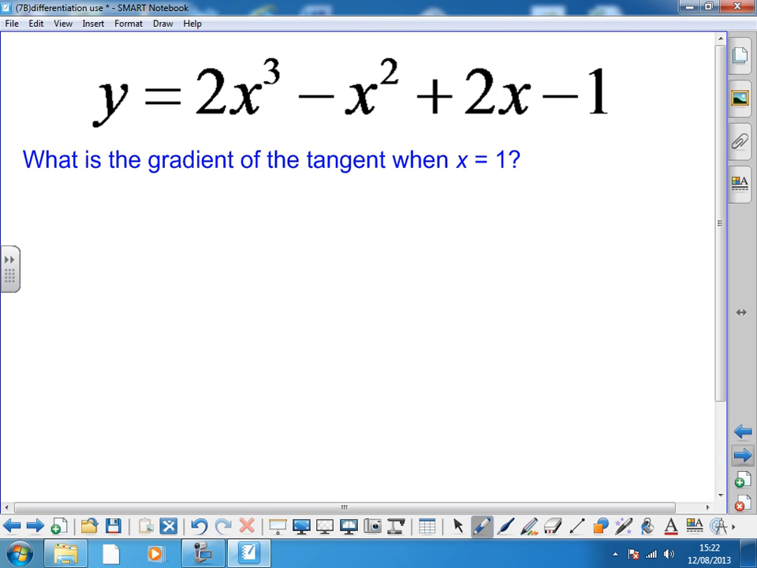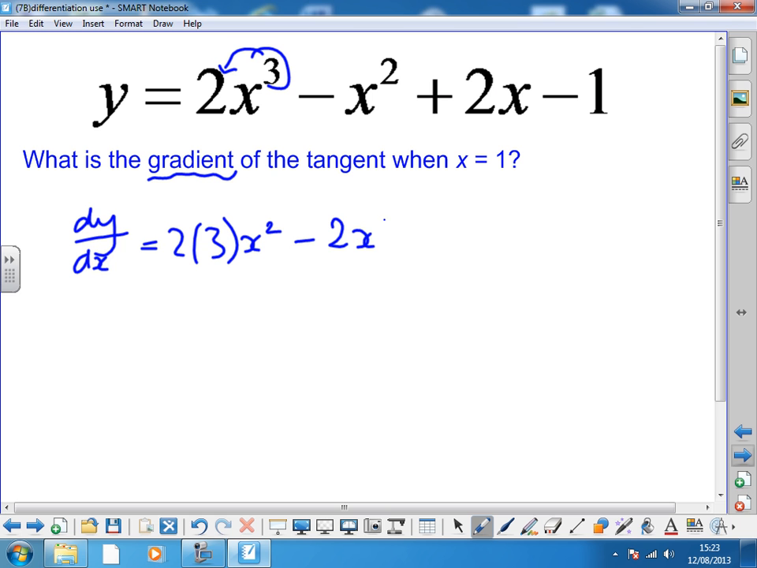Okay, it's gradient now. So I've got y, I need dy by dx. Take the power, bring it down, so we're going to get 2 times 3x squared, minus 2x, plus 2. So that's 6x squared minus 2x plus 2. Then that's the gradient of the tangent of that curve at that point.